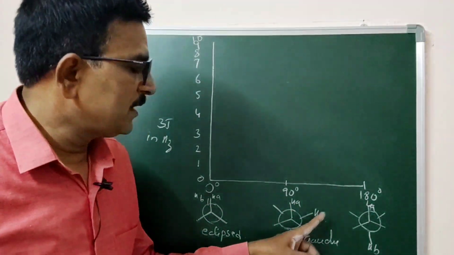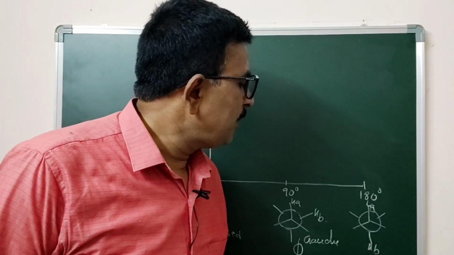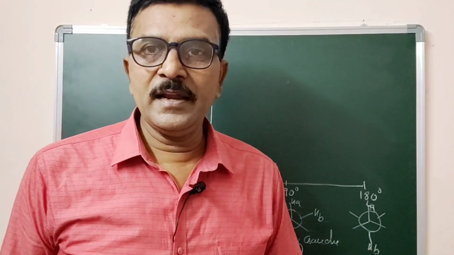Now you see, between A and B protons the dihedral angle is 0 degree. Here between A and B it is 90. Here it is above A, below B. A and B there is 180 degree dihedral angle.